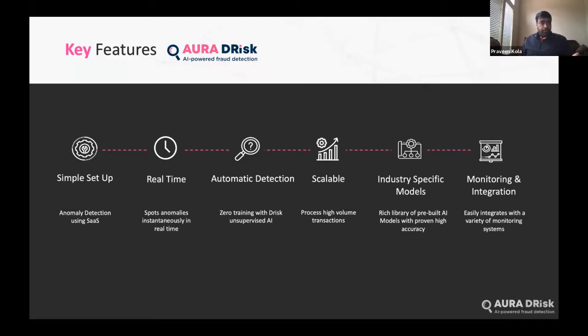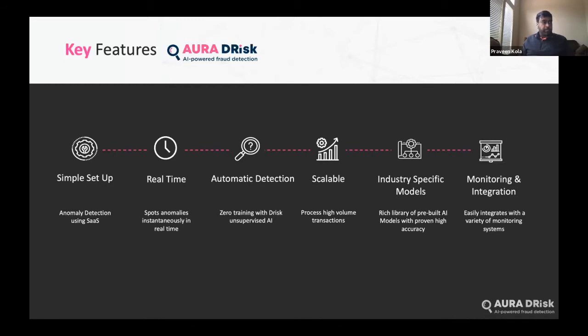Automatic detection with zero training in certain cases, because you don't have labels, and our unsupervised models are able to take care of that. Highly scalable: start small, scale up and bring more scenarios, and it learns on top of it. Industry specific models: we have a library of pre-built AI that can be taken into account to start running right away with fraud detection.